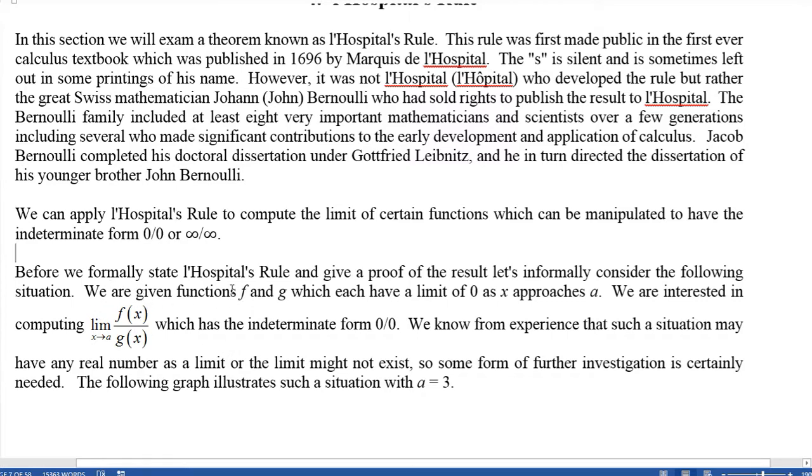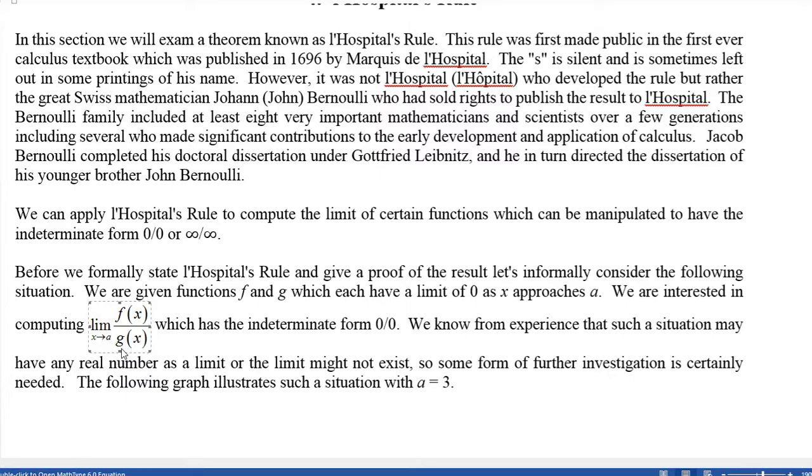So we're given functions f and g, which each have a limit of 0 as x approaches a. So the limit as x approaches a of f of x is 0, and the limit as x approaches a of g of x is also 0. And what we're interested in doing is computing this limit right here. The limit as x approaches a of f of x over g of x. And so it has what we call the indeterminate form 0 over 0, meaning the limits of the numerator and denominator separately, considered as separate functions, are both 0.